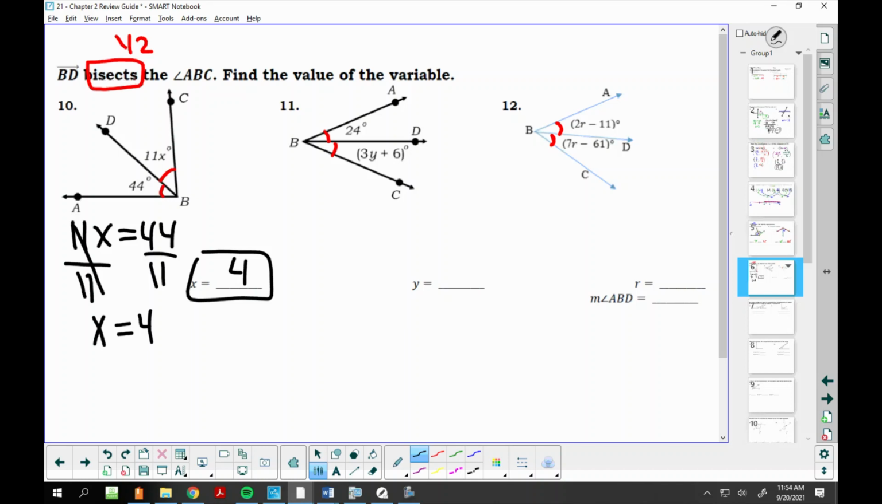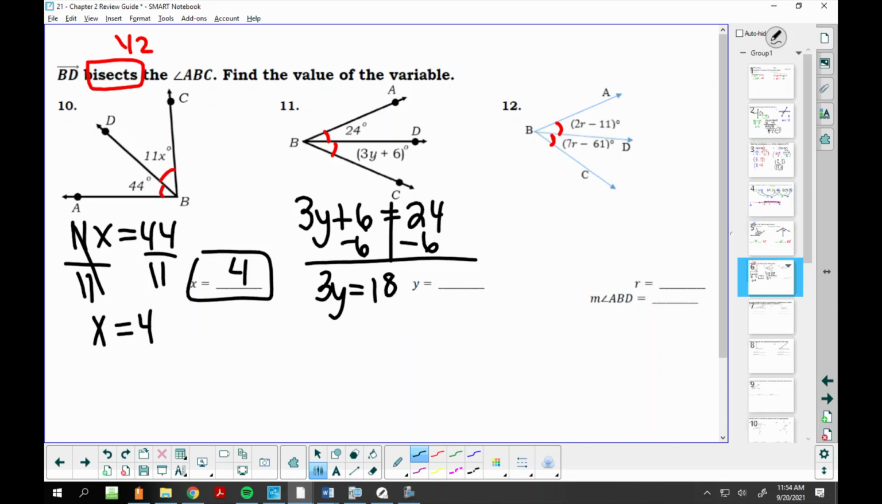Same thing here. This half, 3y plus 6, equals the other half, 24. Or you could have said 24 equals 3y plus 6. It doesn't matter. So my first step, we're going to subtract 6 from both sides of the equation, and we get 3y equals 18. Then we're going to divide both sides by 3, and we get y equals 6.